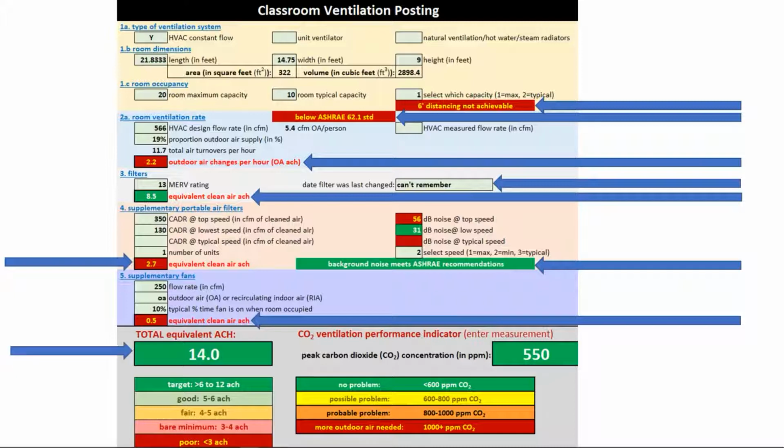When we add them all together, we get the total equivalent clean air changes per hour. For this one, it's 14. Below here, you see the criteria. You want to be more than 6 to 12, and yes, we are above that. If you're less than that, it will change colors. And if you put your carbon dioxide peak measurement in here, it will also grade it according to this standard here.